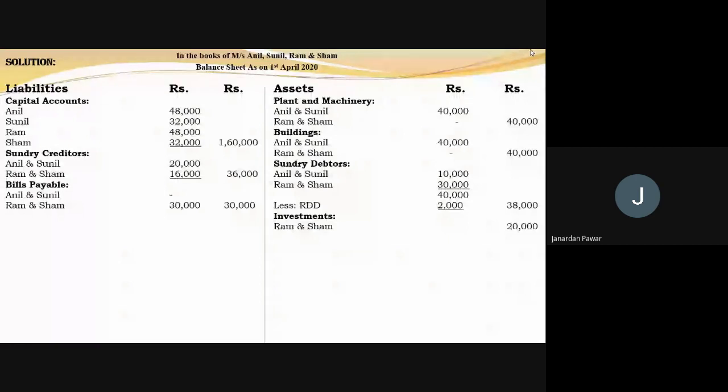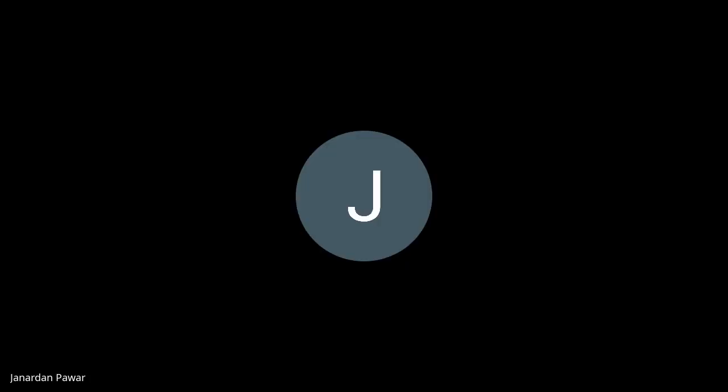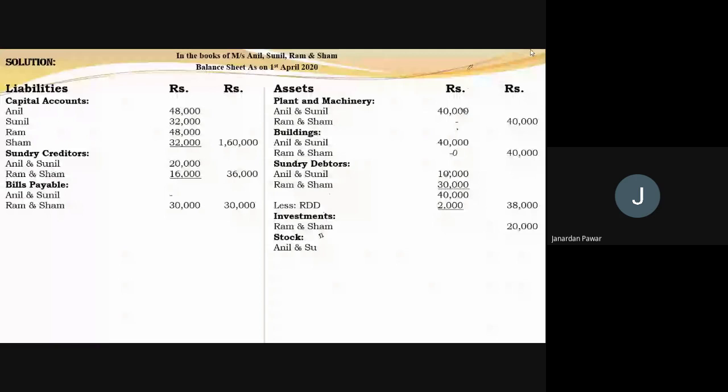Then the next one is the stock. The stock of Anil and Sunil is rupees 20,000 and Ram and Sham's stock is rupees 52,000. The total of the stock will be rupees 72,000. Out of this 72,000, there is one adjustment, that is appreciation in the stock of rupees 1,500. So we have to add 1,500 to 72,000 and the total of stock is rupees 73,500.